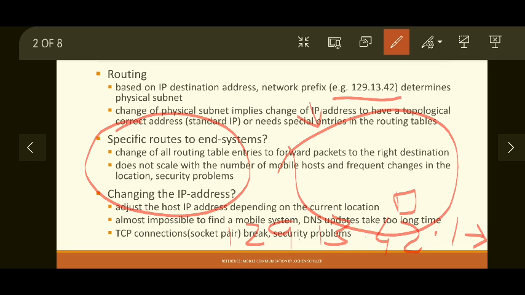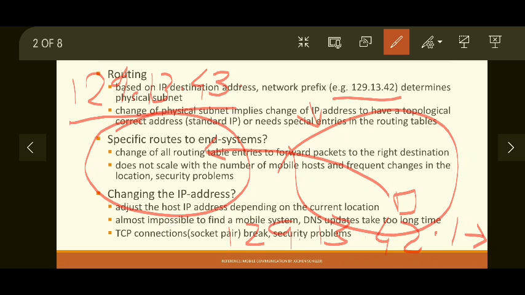So whenever a node moves from one subnet to another subnet, obviously the new subnet will have a different IP address, that is, let's say 129.13.43. Okay, so whenever you change the subnet, your IP address will also change, and that means routing of packets to this particular subnet will also change, because routing is based on the IP addresses or the network prefix of the physical subnet.